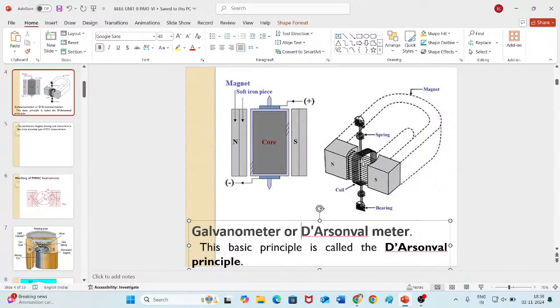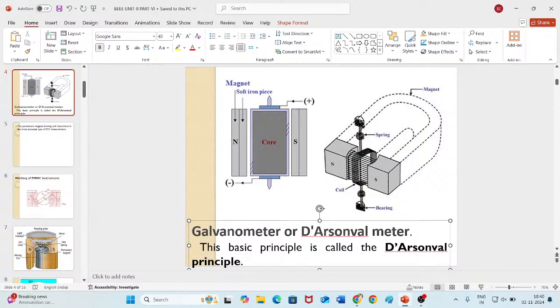Depending on the angular displacement of this coil, is my voice audible? Is there any issue with my voice matching with the screen? Is my screen freezing? If there is any issue, just mention in the chat box, and I will try to rectify it.